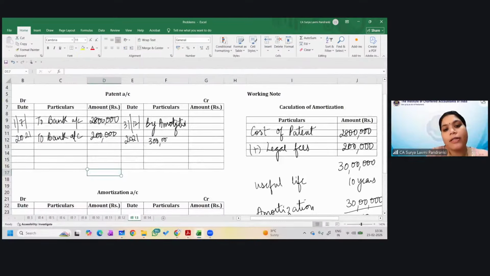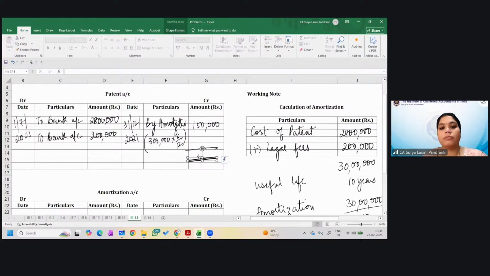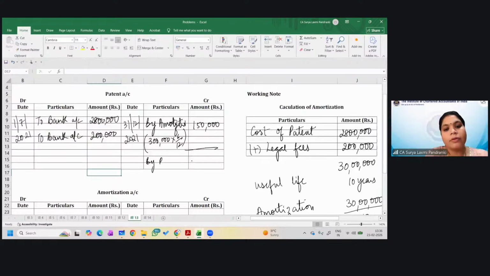So 3 lakhs was the amortization, but in the first year you will only have to provide it for 6 months, which is 1,50,000. Right? So by balance carried down will be how much? How much is the balance carried down? 28,50,000. Okay. So to balance brought down 28,50,000. This will be on 1/1/2022.